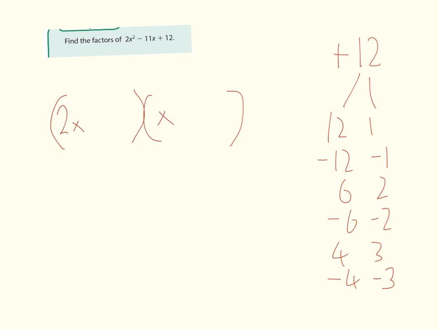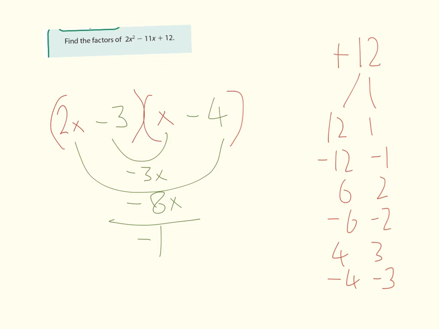Okay, so now I'm going to try minus 3 and minus 4. Minus 3 times x is minus 3x. 2x times minus 4 is minus 8x. What do minus 3x and minus 8x make? Minus 11x. Look, that's what I was looking for in the first place. So that's my answer: 2x minus 3, x minus 4. It's all about trial and error in this one.